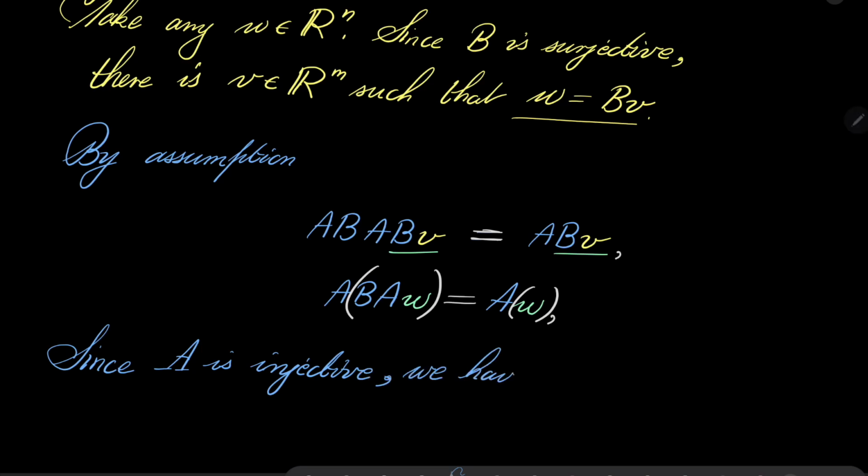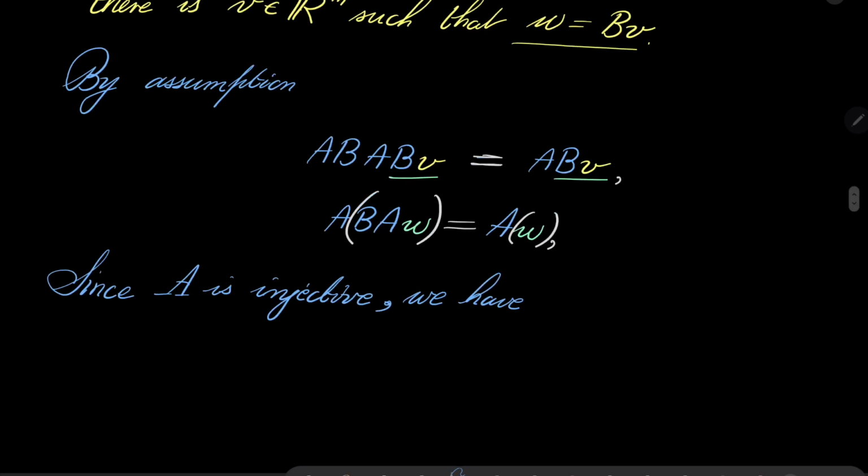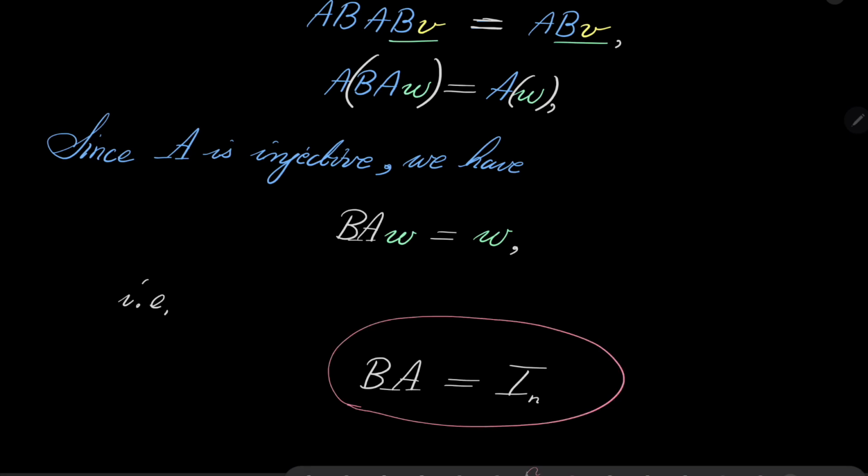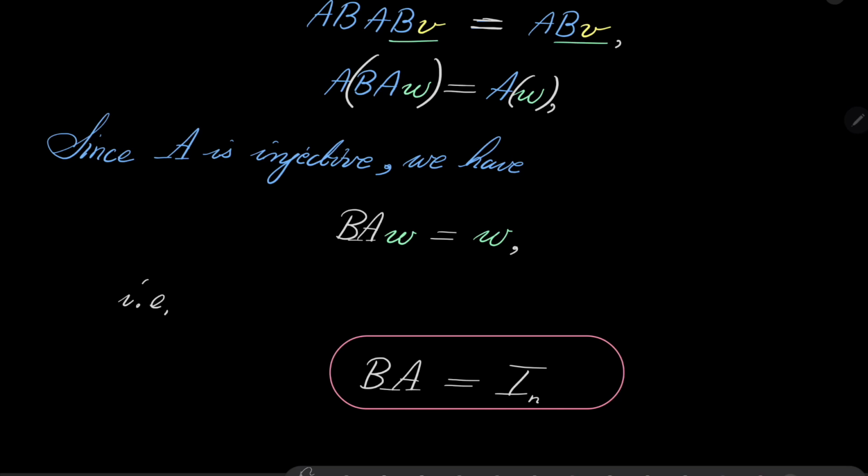We have finally BAW equals W. And since W was arbitrary, this means that BA is the identity matrix, i.e., BA is the n by n identity matrix. And this is our answer for part B. BA equals the identity matrix, the n by n identity matrix.